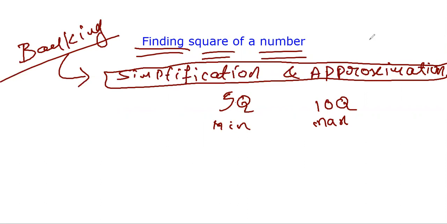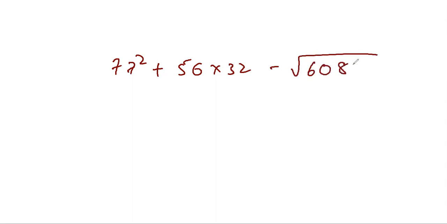you'll come across how to find out a square number. That means in your question, a big question they will ask. In that question, they will ask you 77 square plus 56 into 32 minus under root 6084 is equal to how much? So how to find out 77 square and all these square numbers? How will we find out?